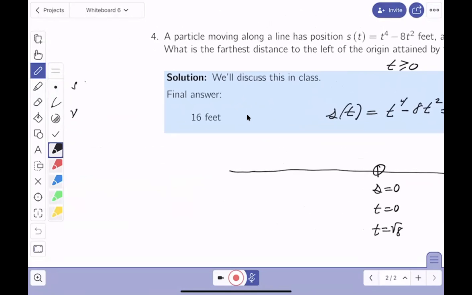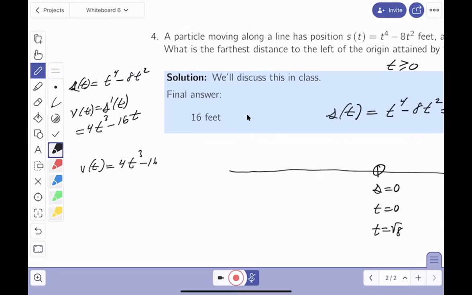Well, I know s of t, let me put the cursive s, is t^4 minus 8t squared. So v is going to be the derivative of s prime. It looks pretty easy to do, by the way. And what's that going to be? Well, it's going to be 4t cubed minus 16t, right? So v of t, that's the velocity function, is going to be 4t cubed minus 16t.